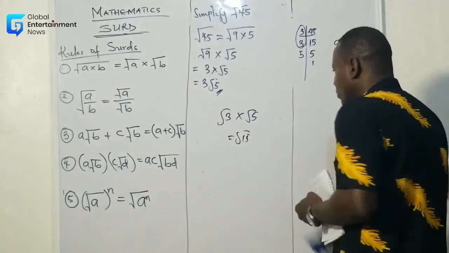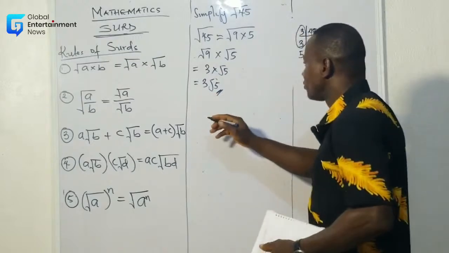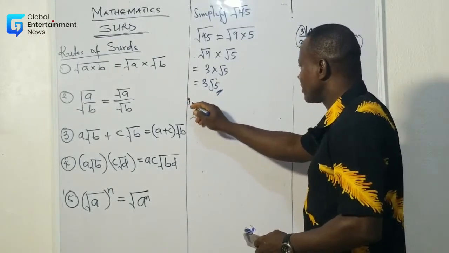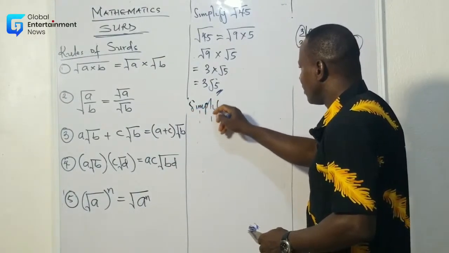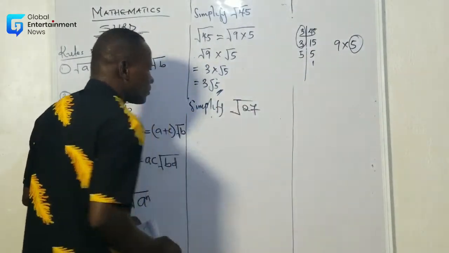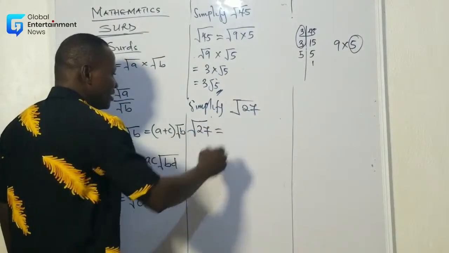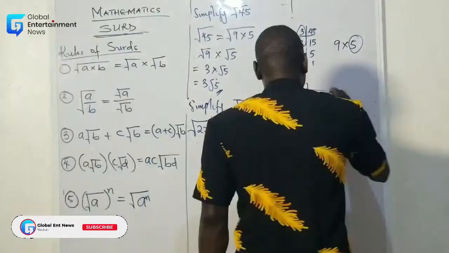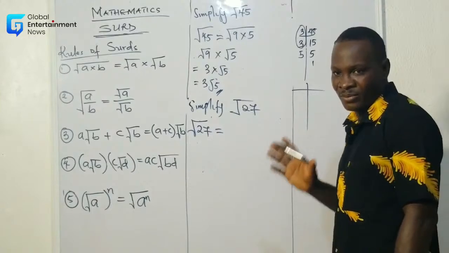Let's do another example. Let's work on more examples. For example, you have root 27. The question says simplify root 27. Simplifying root 27, that is, root 27 is equal to what? If you break it down, you are going to see that we will get the minimum irrational number, a number that cannot be broken down again.